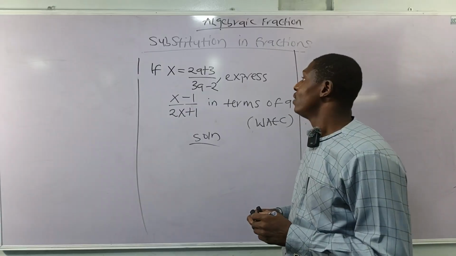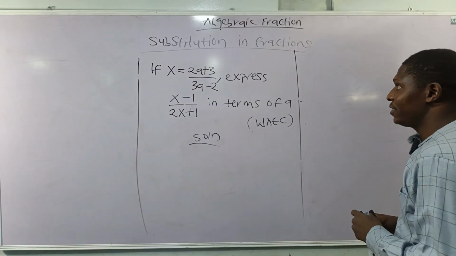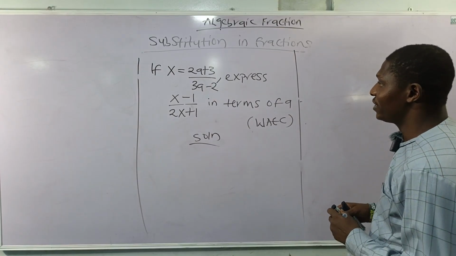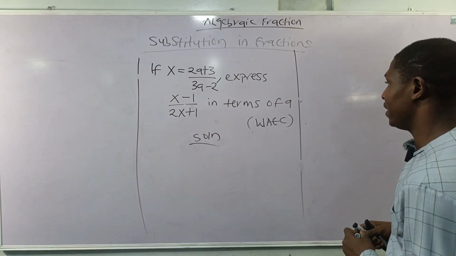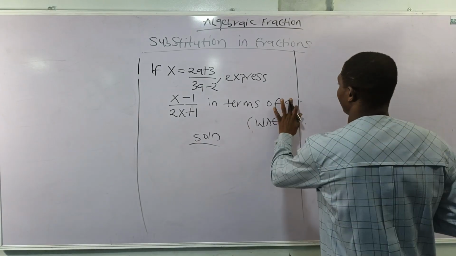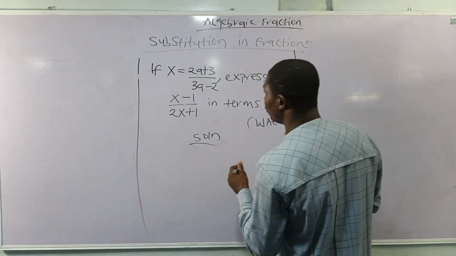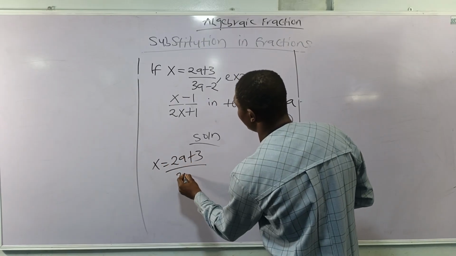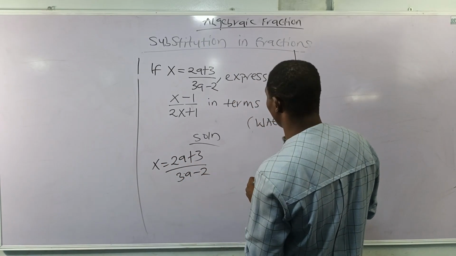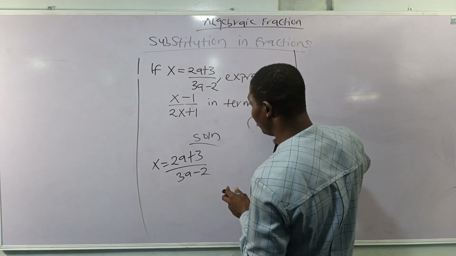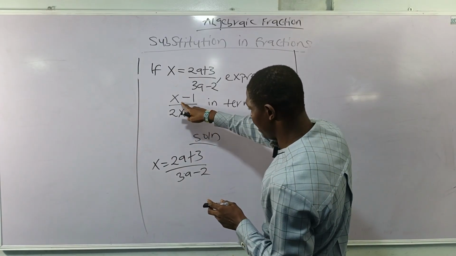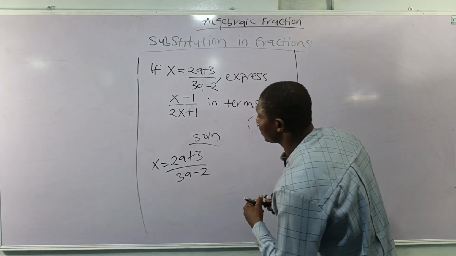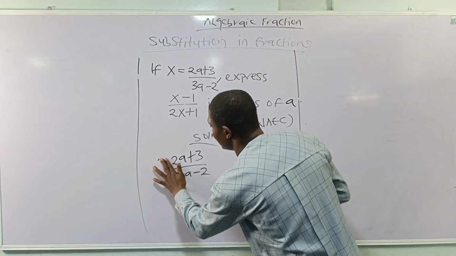We have a question again, which is X equal to 2A plus 3 all over 3A minus 2. We have to express X minus 1 all over 2X plus 1 in terms of A. So how do we do this? We have X to be equal to 2A plus 3 all over 3A minus 2. We have to express this in terms of A. So wherever I see X here, I'm going to put 2A plus 3 all over 3A minus 2.